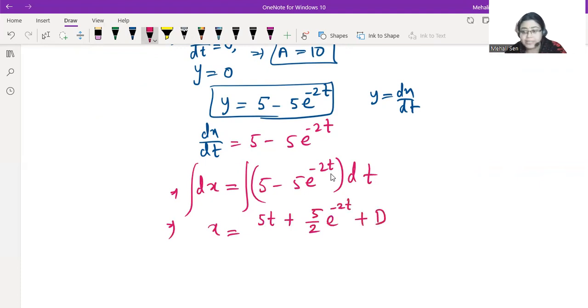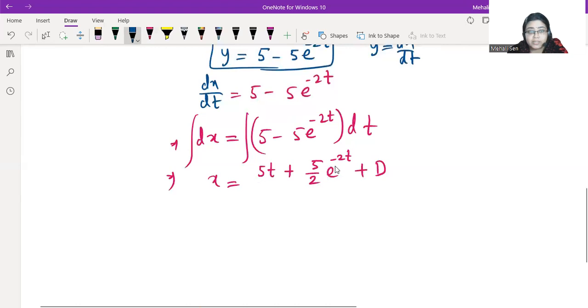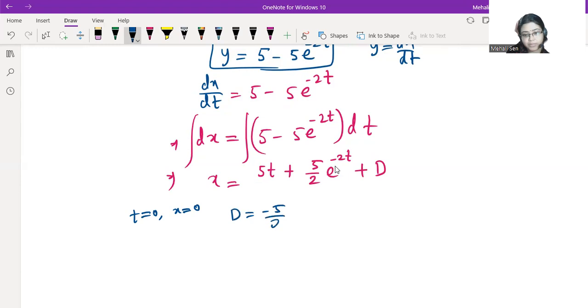Here d is another constant. Now we put in the conditions. What are the conditions? When t is equal to 0, x is also 0. If you put all the values in, you will get d is equal to minus 5 by 2. Now put that value in here and you will get the answer in terms of x: 5t plus 5 by 2 e raised to the power minus 2t minus 5 by 2.